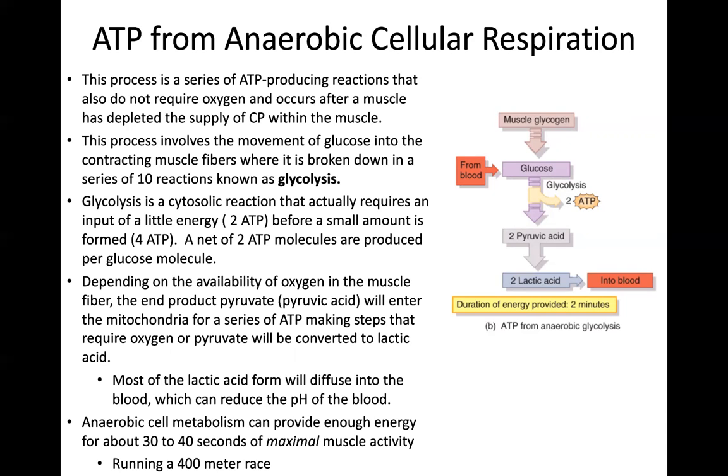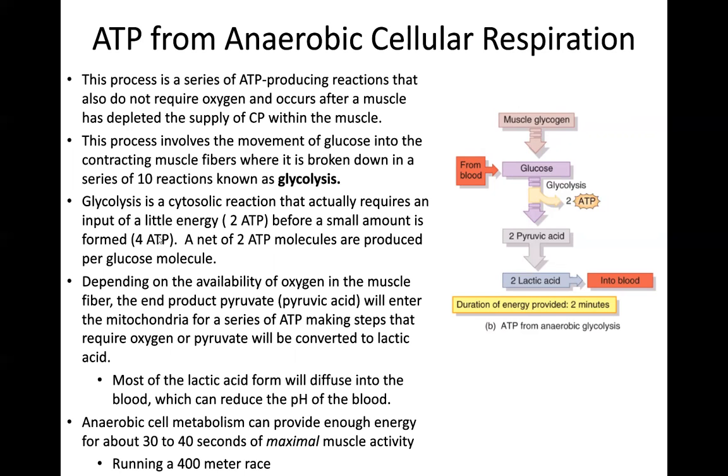This process involves the movement of glucose in the contracting muscle fibers, where it is broken down in a series of 10 reactions, which we call glycolysis. Now, in order for this to occur, we actually have to use a little bit of energy in the form of ATP, 2 of them, to form a total of 4.